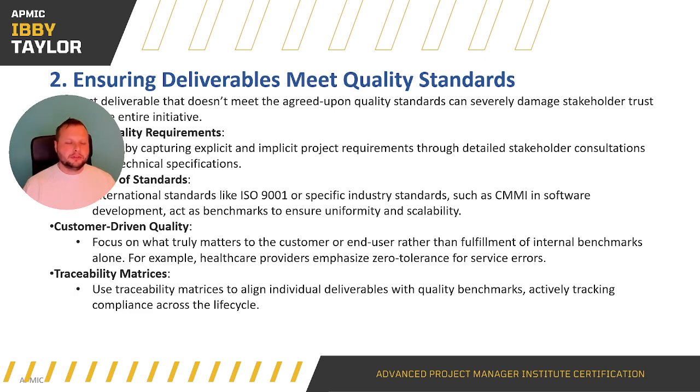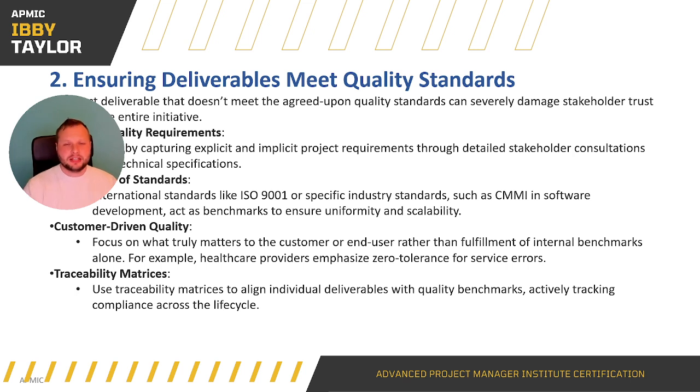So defining quality requirements. Begin by capturing explicit and implicit project requirements through detailed stakeholder consultations and technical specifications. So very similar to what we've done before. When planning a scope of works, you also need to bring in the quality standards. It's not only about the deliverable itself, it's about what quality that deliverable needs to be.